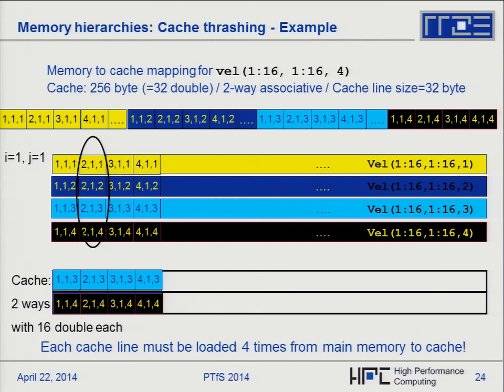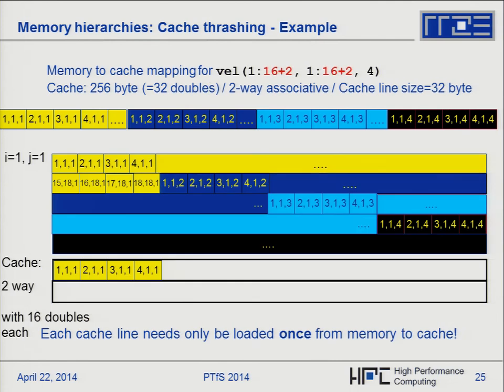Okay, now what can we do? Of course, the problem is this leading dimension. When we go from one element to the next, we have a multiple of the cache size that we have to jump across. So why don't we just choose a leading dimension, and also second dimension, which is a little bit different from this very bad power of 2 of 16?